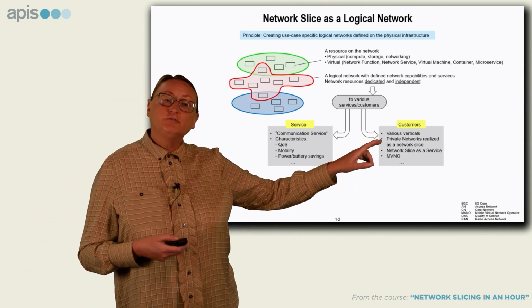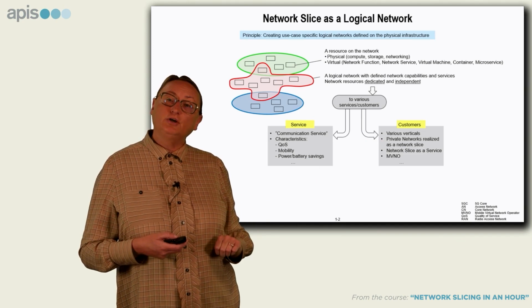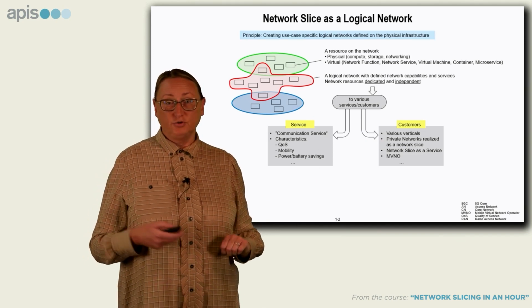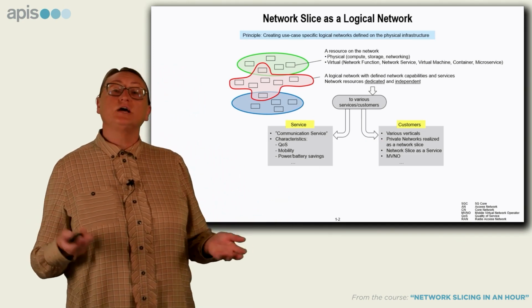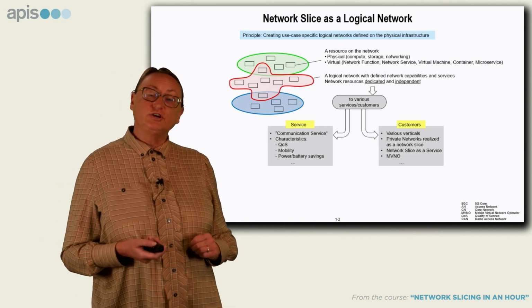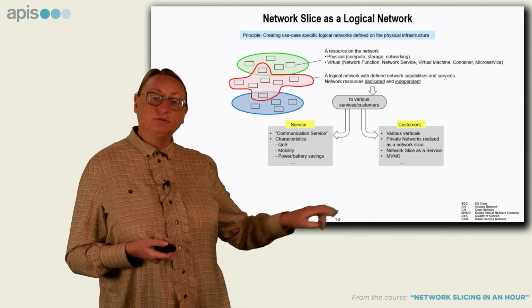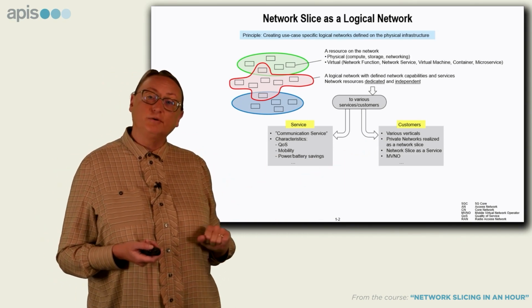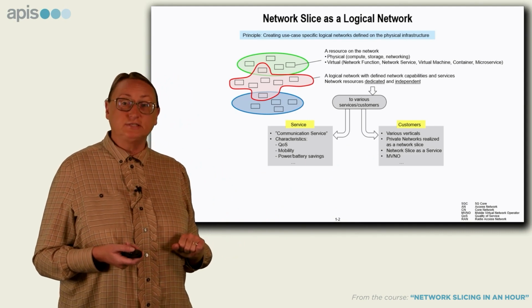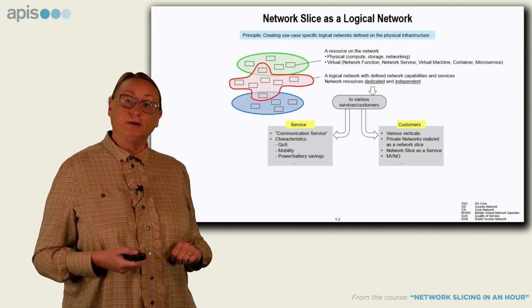Another term that appears from time to time is private networks. A network slice can be offered as a service, and then it can be, for example, a private network, and that's the next term over here, network slice as a service. It's a business offer, as I say.